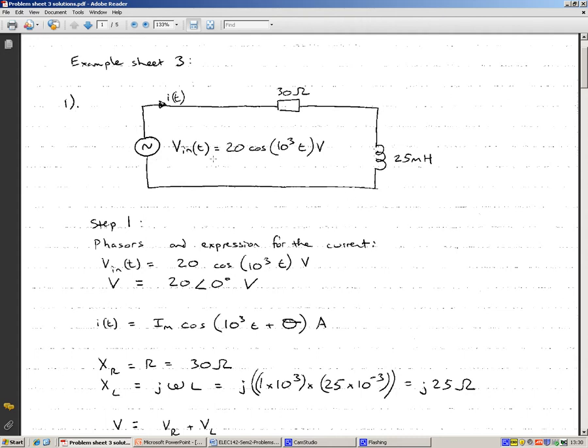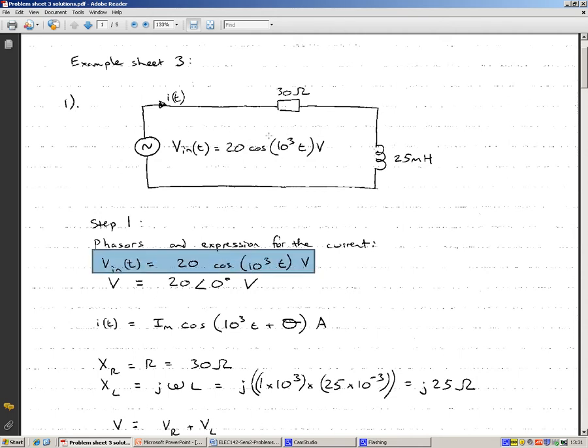So we're given that Vin(t) is 20 cos(10^3 t) volts, and we've got a resistor of 30 ohms and an inductor of 25 millihenries in series. We've done a problem very similar to this in the lecture, so we've got a worked example there. So what we're going to do is find the phasor values of the components and also an expression for the current. So Vin(t), I've just written out what our expression is in the time domain.